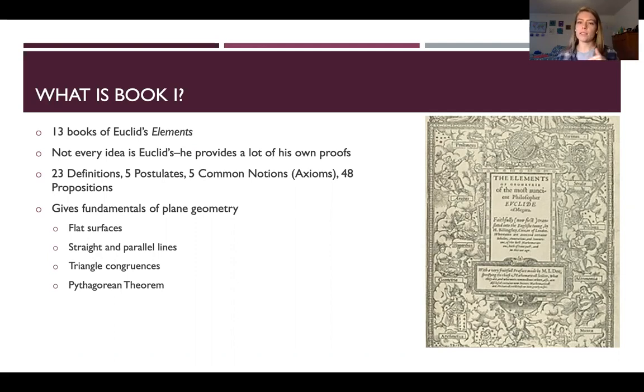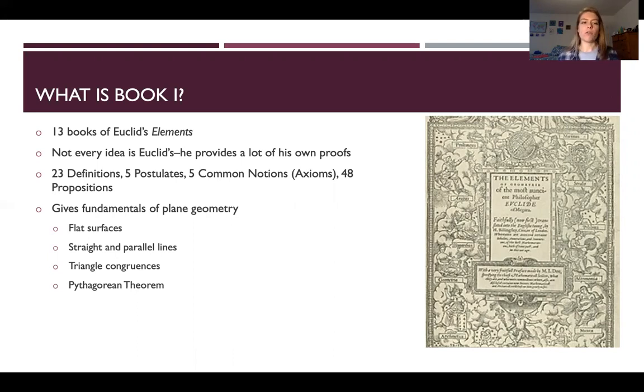He also organizes them in a logical fashion, in a geometry that builds up, and it's the reason why the Pythagorean theorem is in this book. He obviously didn't come up with it, but he does provide a really neat proof of it that we'll look at towards the end of this presentation. So, like I said, there are 23 definitions, 5 postulates, and 5 common notions, which we would call axioms these days, and then 48 propositions, and the last 2 are the Pythagorean theorem and its converse.